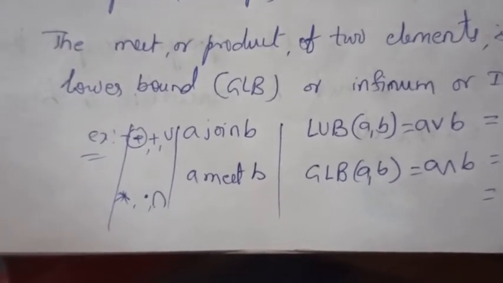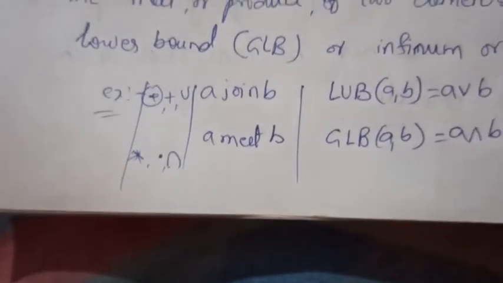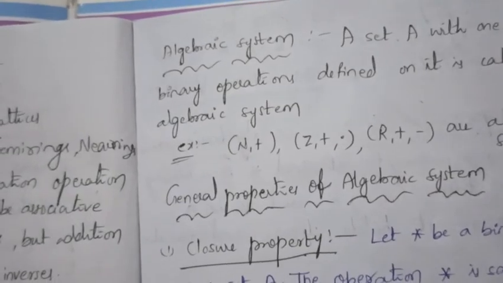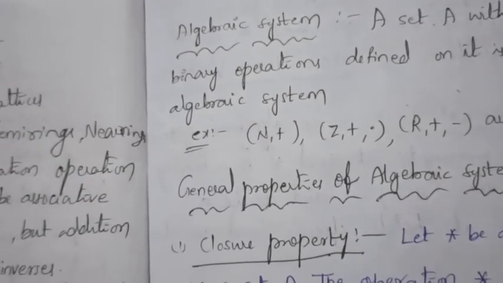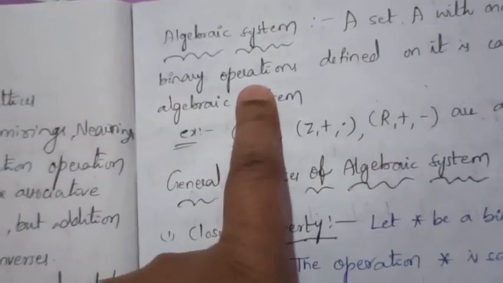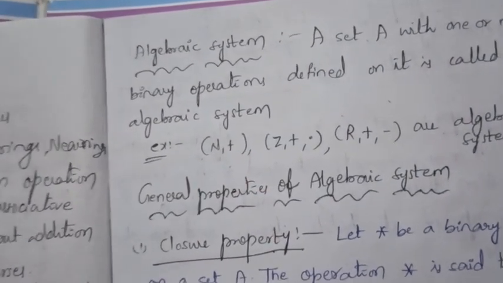Likewise, we can understand. Next, we are going to read about algebraic system. What is the definition of algebraic system? A set A with one or more binary operations defined on it is called an algebraic system. We can denote it like this. A set A with one or more binary operations defined on it is called an algebraic system.